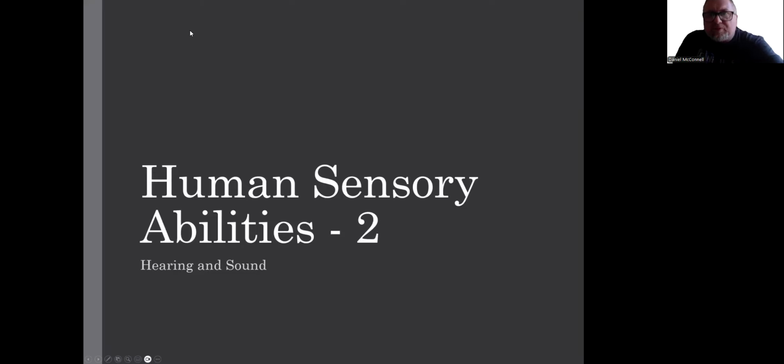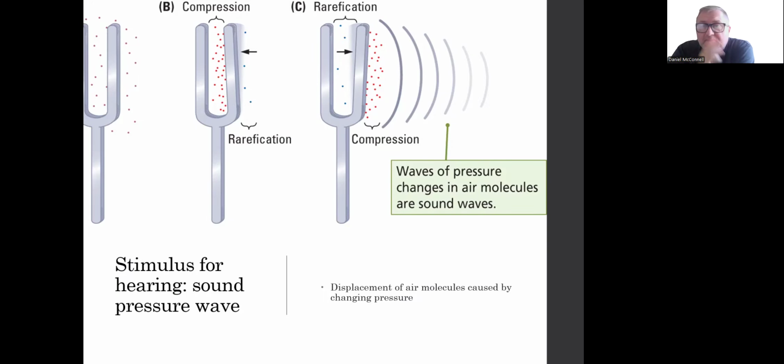All right, so we're going to move on again. We're staying in the topic of human sensory psychology and sensory abilities here, but we're going to move on to now the sense of hearing. But as we move into hearing, we also need to talk about sound as well.